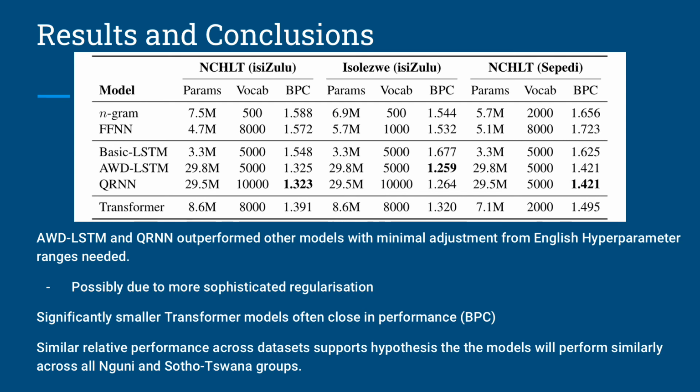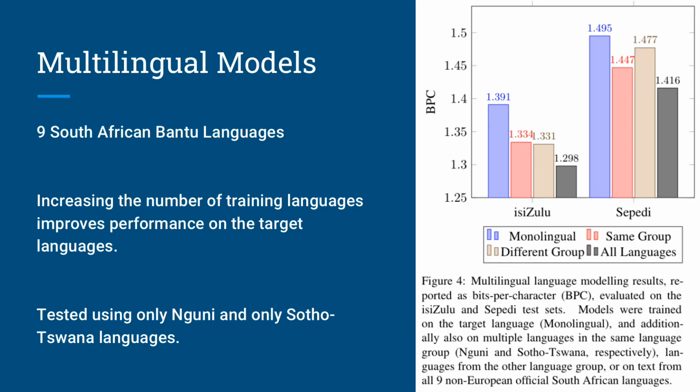Finally, the n-gram, feed-forward neural network, and basic LSTM models were the poorest performing models, though the basic LSTM model does serve as a useful baseline, showing that the advanced regularization techniques used by the AWD LSTM and QRNN models were effective. To investigate potential means of improving performance, we tried training models on combinations of languages rather than just one by concatenating the training sets. The results showed that increasing the number of languages generally improved performance on the target language. This highlights multilingual modeling as a promising direction for future work on modeling South African languages.